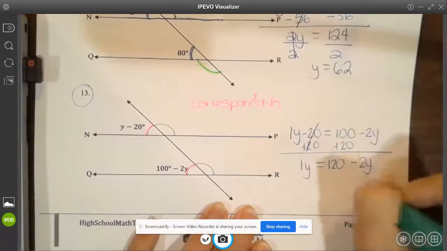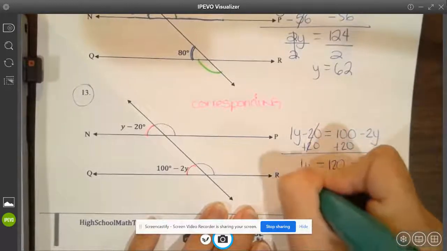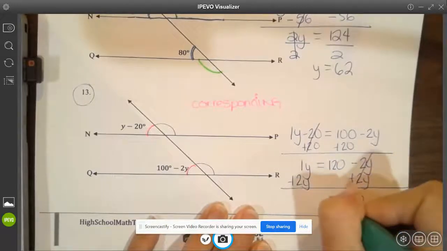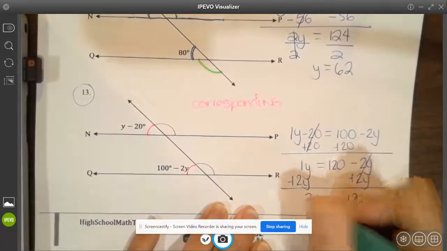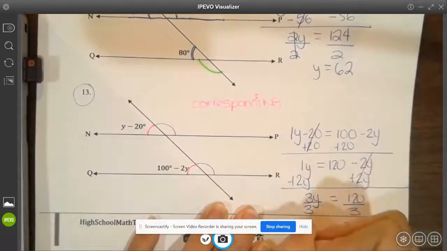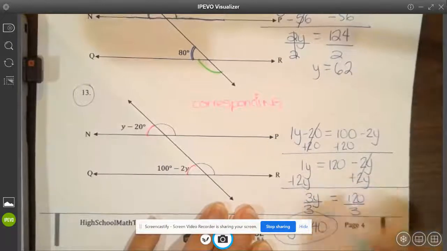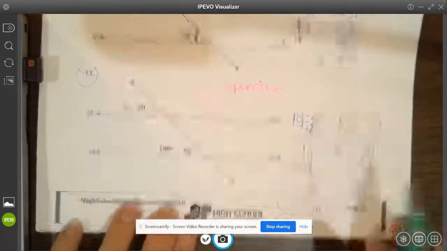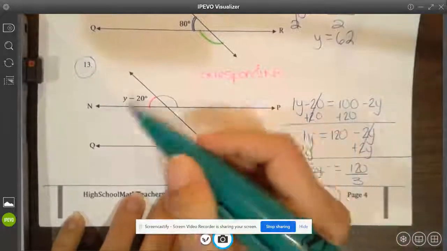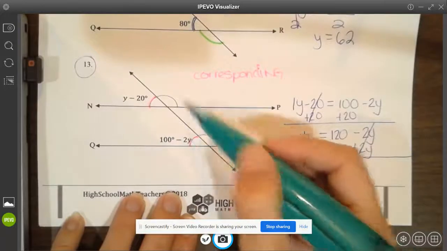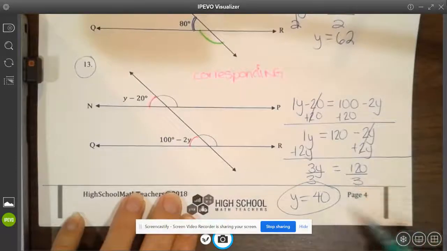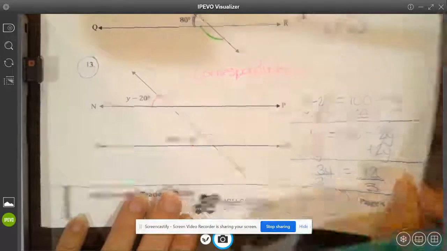And then we add these two. So that's plus 2y, plus 2y. That goes away on this side, and we have 120 equals 3y. And then you divide by 3, and you get y equals 40. Now the value for y is 40, and that's the question here. So these two are corresponding angles, and they're equal to each other. That's why we put them equal to each other, and that's how we found y. All right, let's keep going.